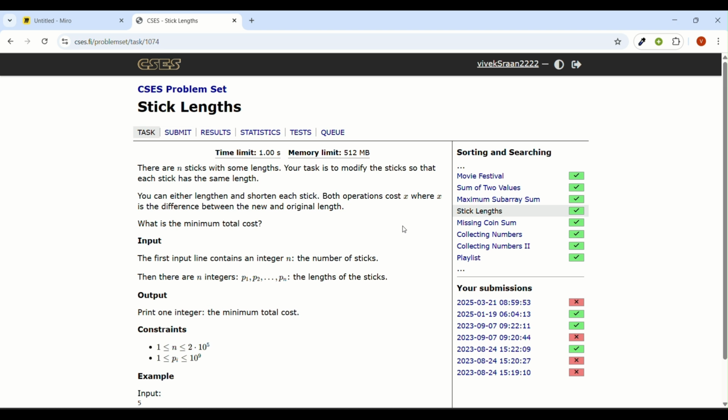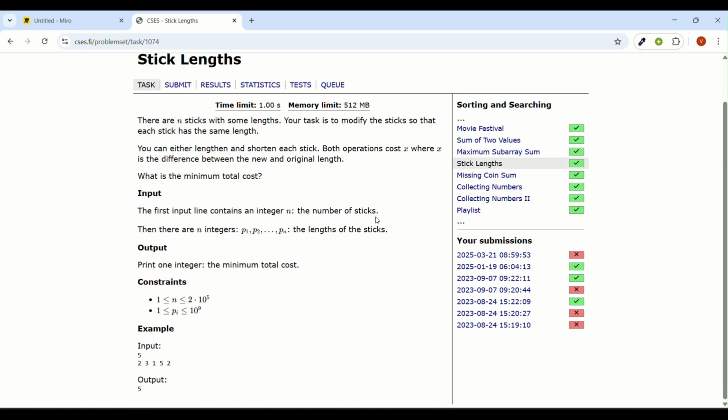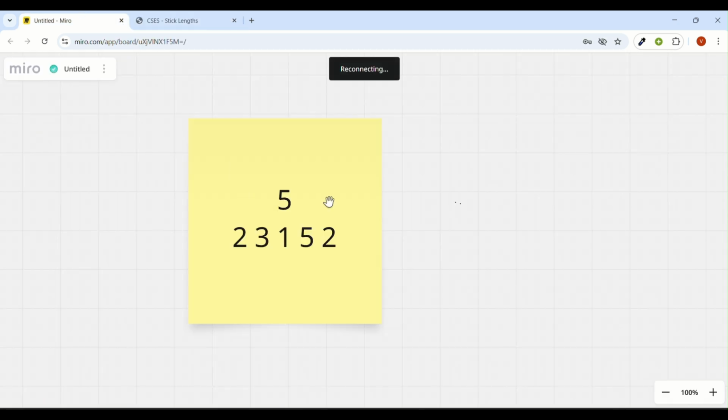Basically we can increment the length of a stick or decrement the length of a stick, and the cost for this change will be x, where x would be the difference between the previous length and the length at which we are trying to reach. So whatever change we are making, let's say we are incrementing a stick length by 2 cm, then the cost would be 2, or if we are decrementing it by 2, it will be 2. If we are not making any change, then the cost will be 0. So I hope the problem statement is clear to everyone. Now let's see the sample case.